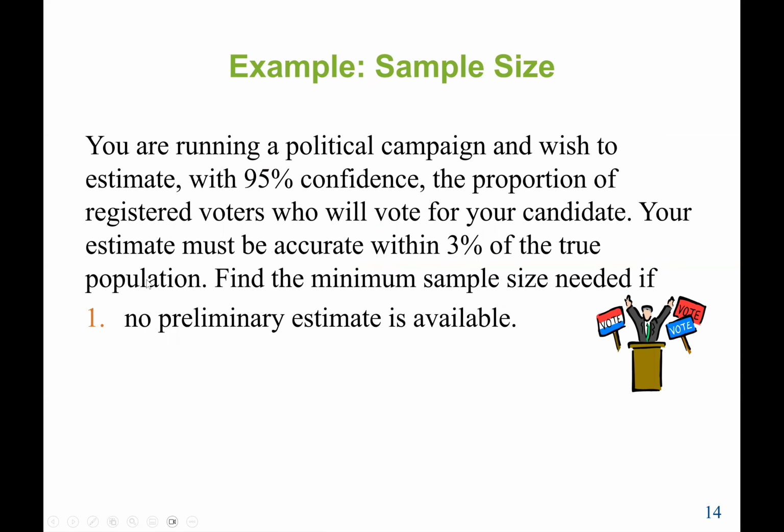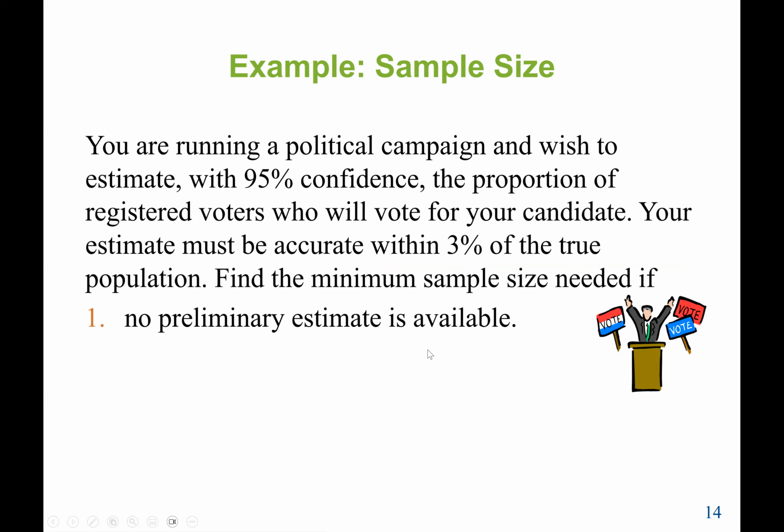So let's see one example here. Here they say you are running a political campaign and you wish to estimate, with 95% confidence, the proportion of registered voters who will vote for your candidate. Now, your estimate must be accurate within 3% of the true population. The goal here is to find the minimum sample size needed if no preliminary estimate is available.